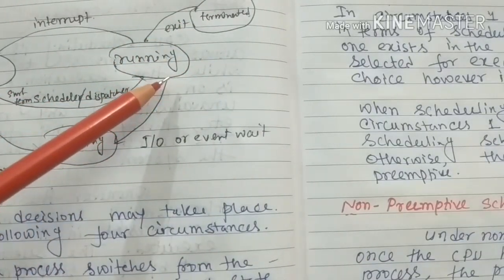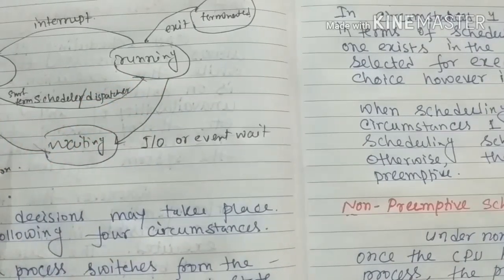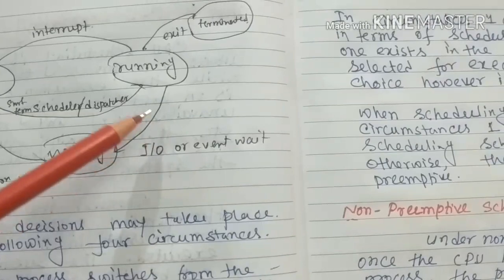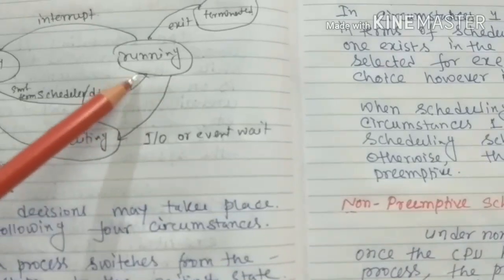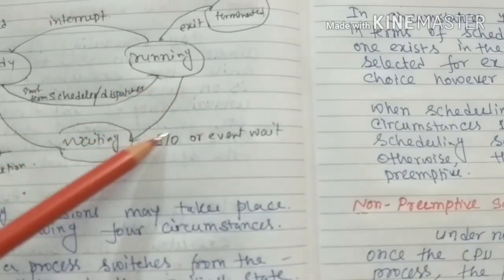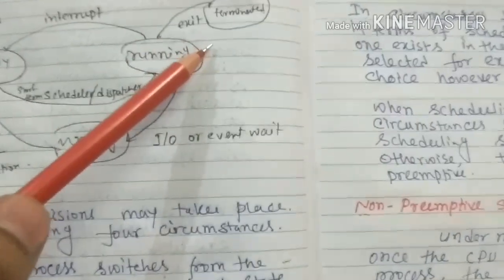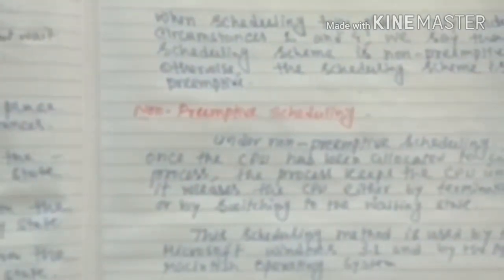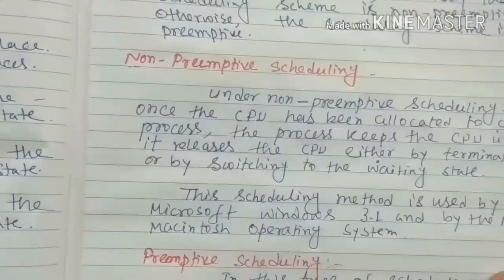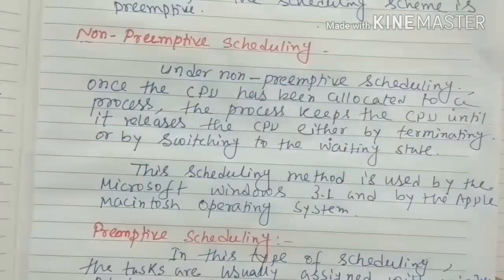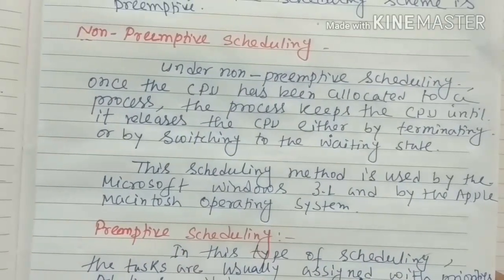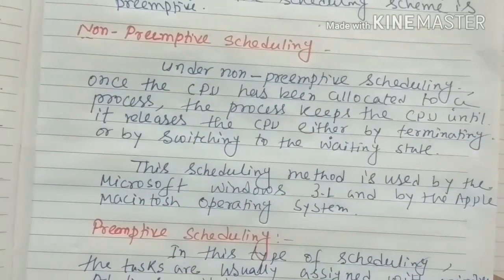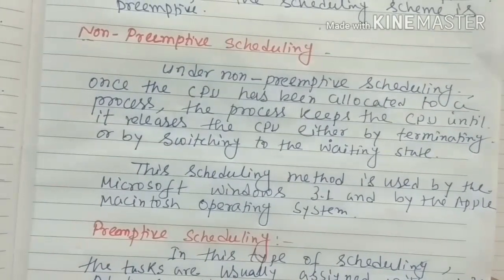If the process again does not go to the ready queue, and it either moves to the waiting state or terminates, then it is a non-preemptive scheduling. Now this scheduling method is used by Microsoft Windows 3.1 and by the Apple Macintosh operating system.